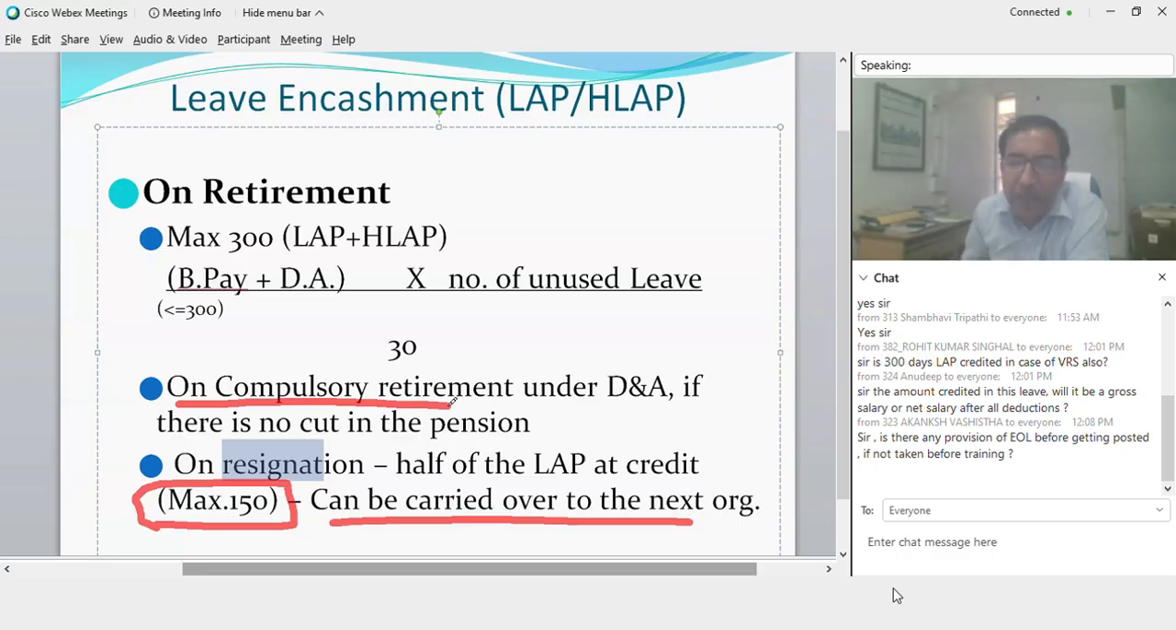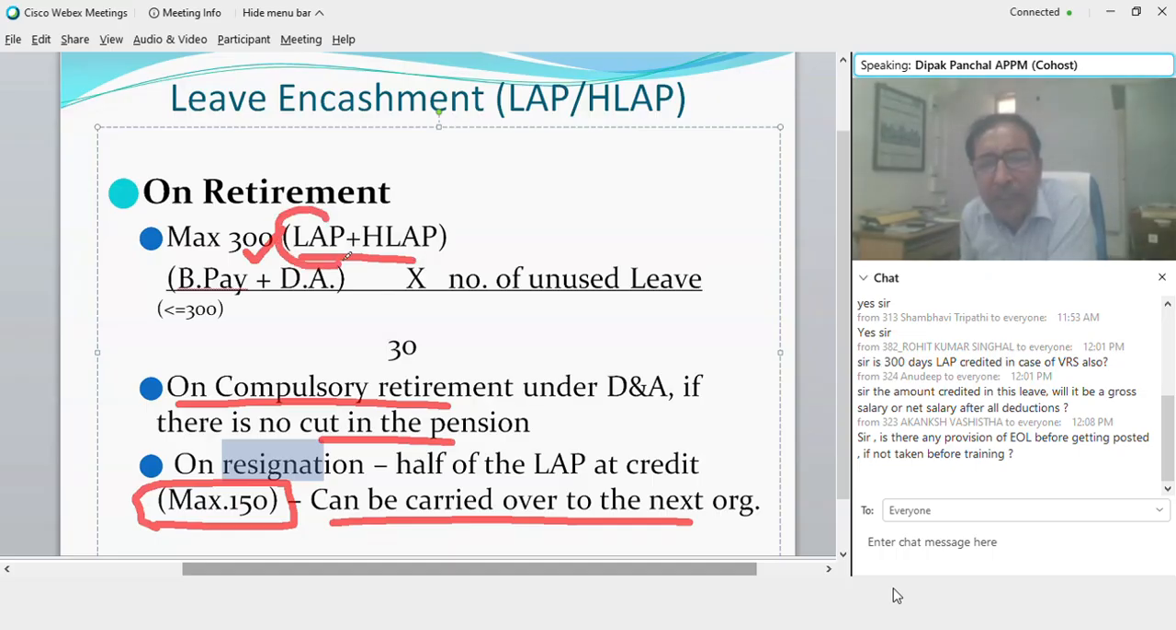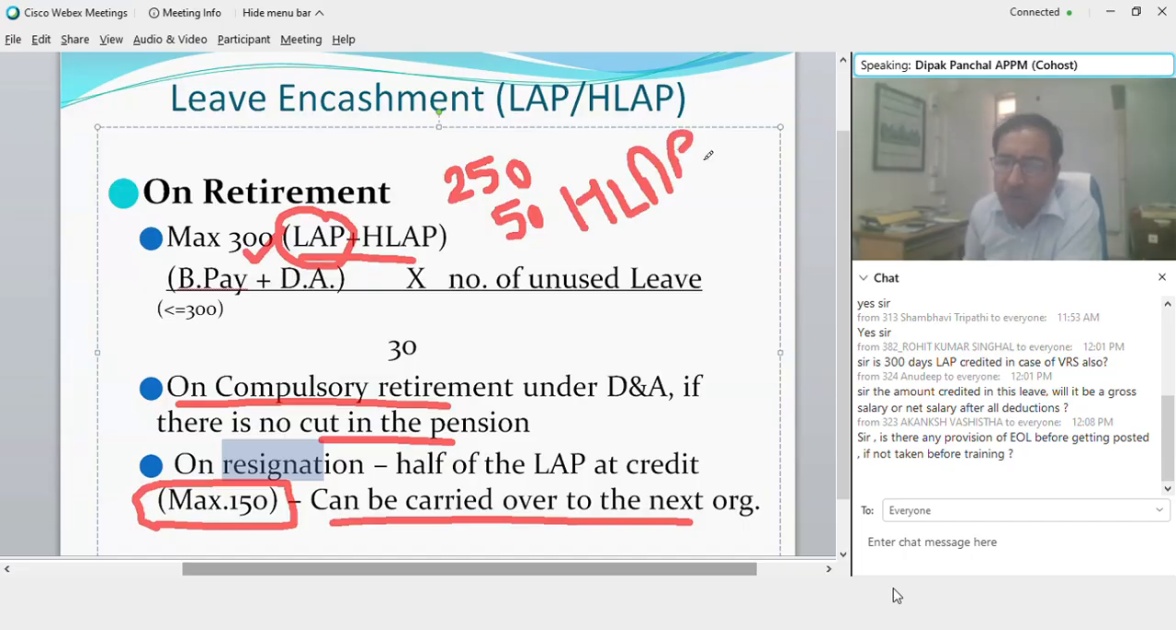In case of compulsory retirement, if there is no cut in pension, then all the 300 days can be encashed. Now, one important aspect about this encashment at the time of retirement is that if the employee doesn't have sufficient LAP, that is less than 300 days of LAP, for example, let's say the employee has 250 days of LAP at his credit at the time of retirement, then to make it 300, 50 days of HLAP will be encashed at the time of retirement.